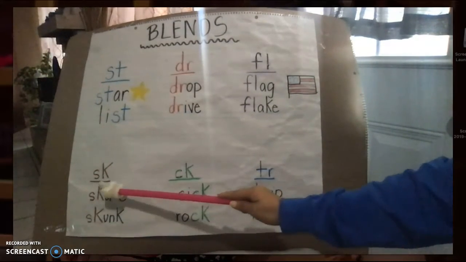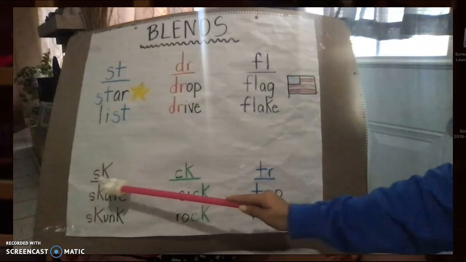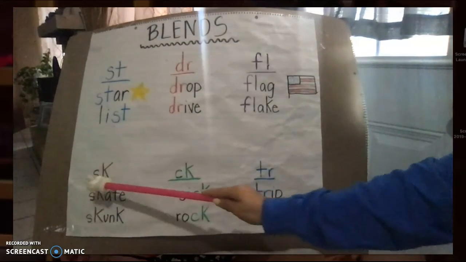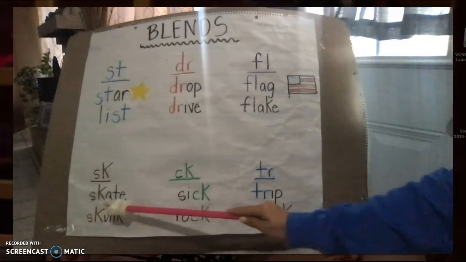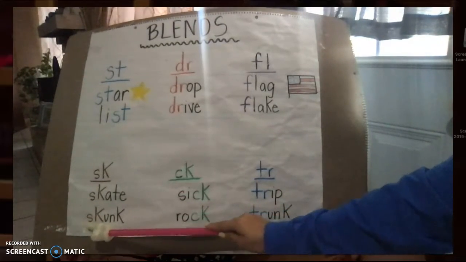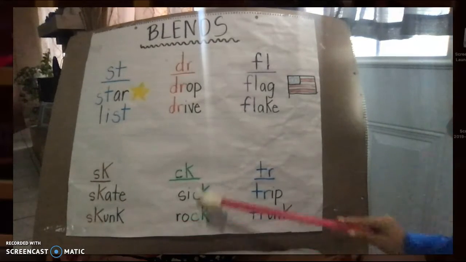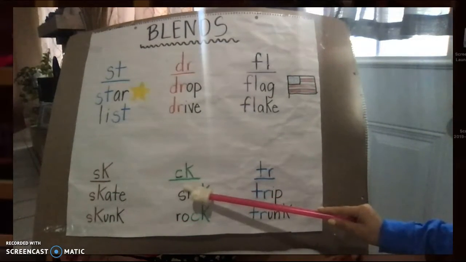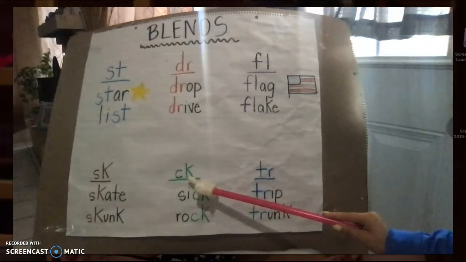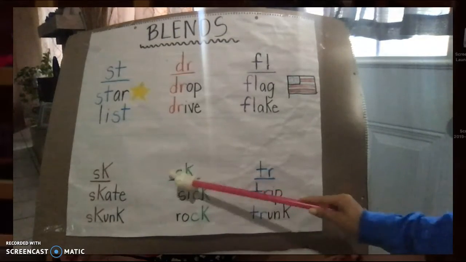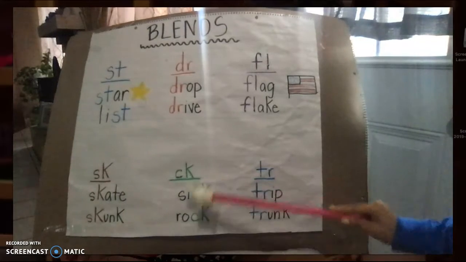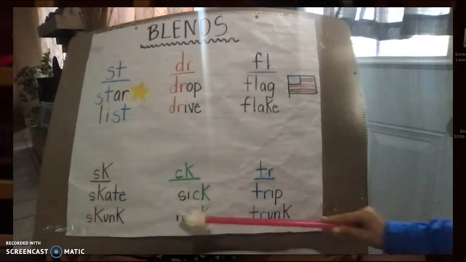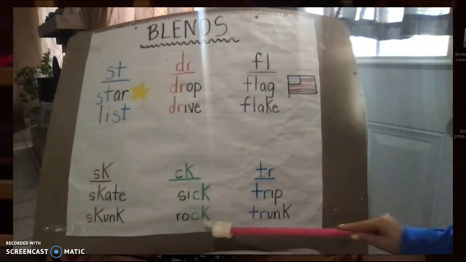Okay, down here we have an S and a K. We have sk. Okay, first word is skate. Next one is skunk. Alright, down here we have a C and a K. But I do notice that these two letters make the same sound, and that's okay. Alright, k, sick, rock.